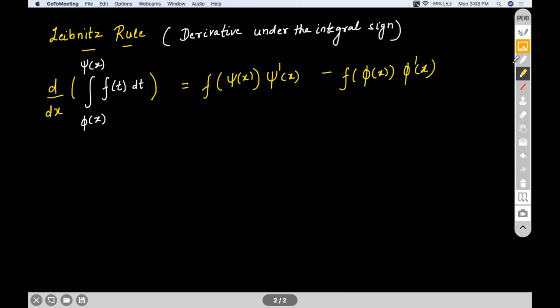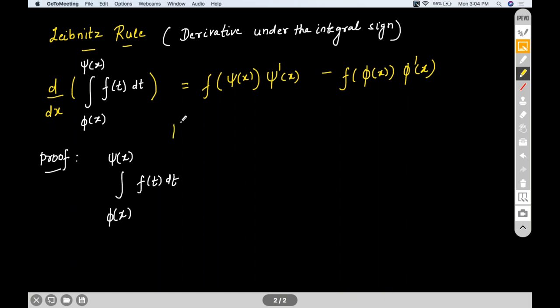Now first of all, where does this formula actually come from? What is the proof for this formula? The proof is very simple and straightforward. It comes from your understanding of the fundamental theorem of calculus and the use of chain rule on that. Let's say there was no derivative. Let's say I had asked you to evaluate the integral from phi x to psi x of f of t dt, correct?